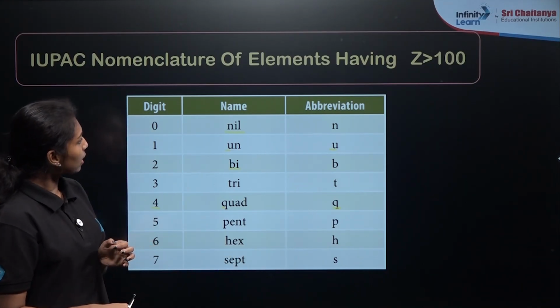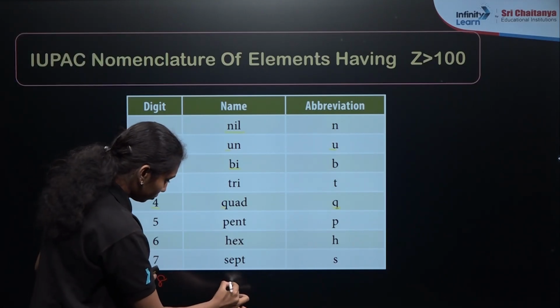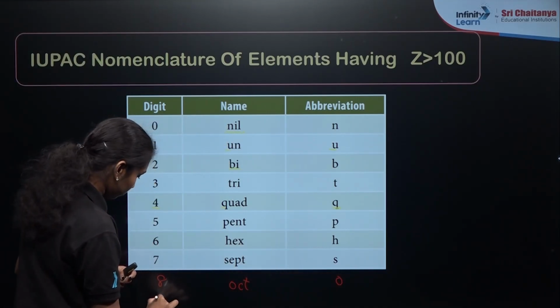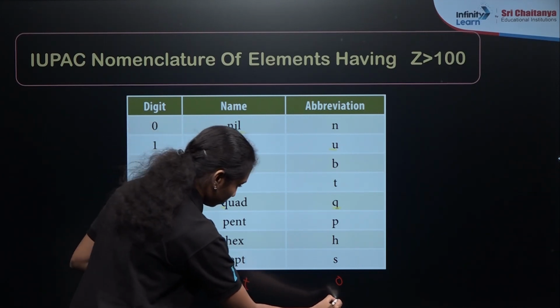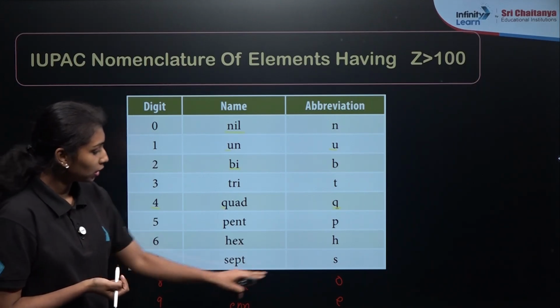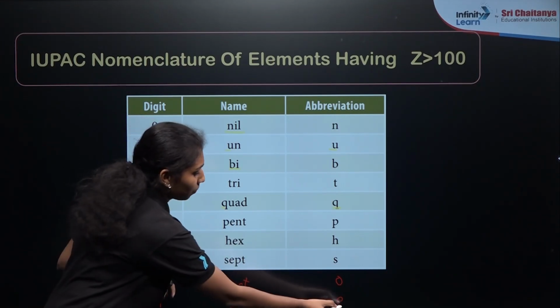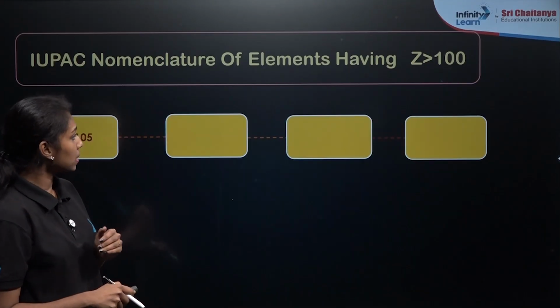In the last two cases, I will write them down here. So these are the symbols for the digits. Digit 8 will be oct, and the symbol will be o, and for 9 it will be enn, and the symbol will be e. Now let us explain the naming of those elements with examples.